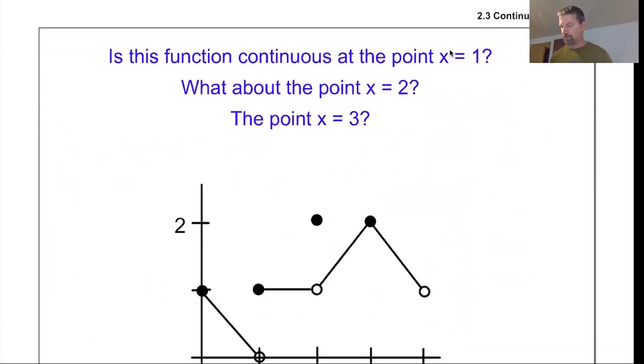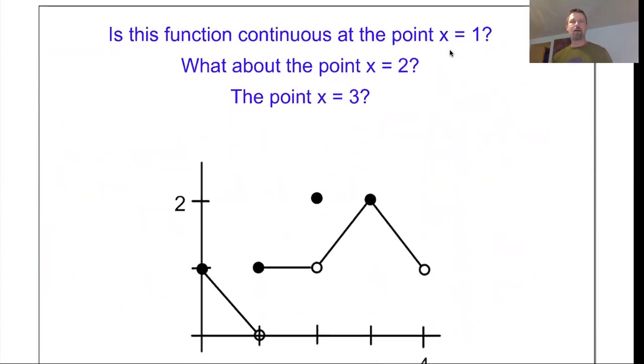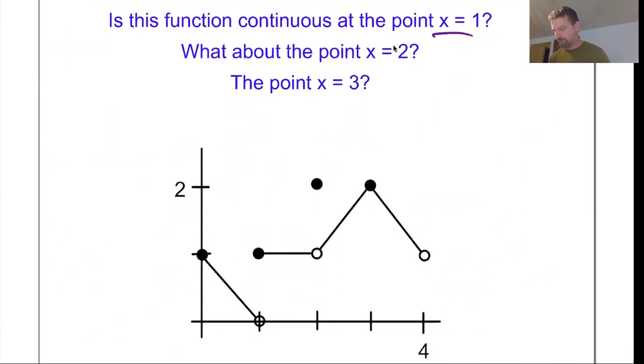All right. So first, just being continuous. Sometimes people are thrown off when they're asked, is it continuous at a certain point? Like, is this function continuous at the point x equals 1? I'm right there. So the question is, am I continuous at that point or not? What about at the point x equals 2? Right there, is that continuous? What about x equals 3? Right there, is that continuous?